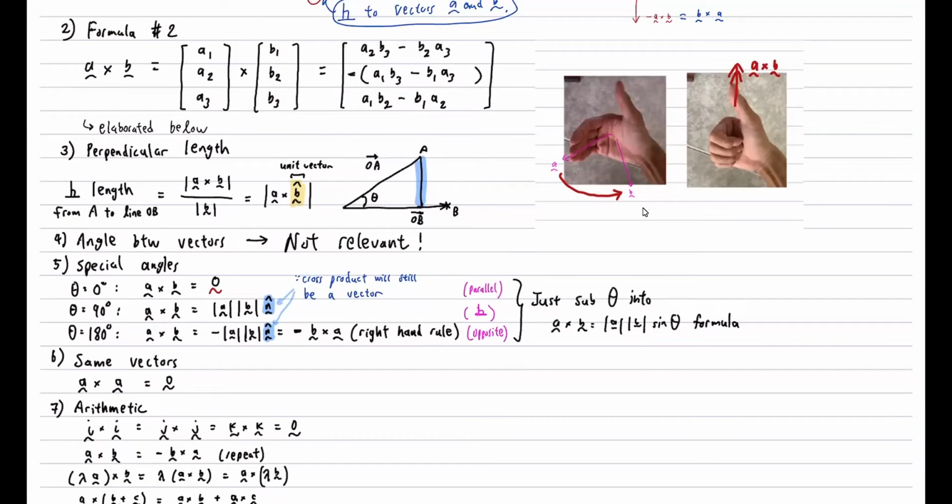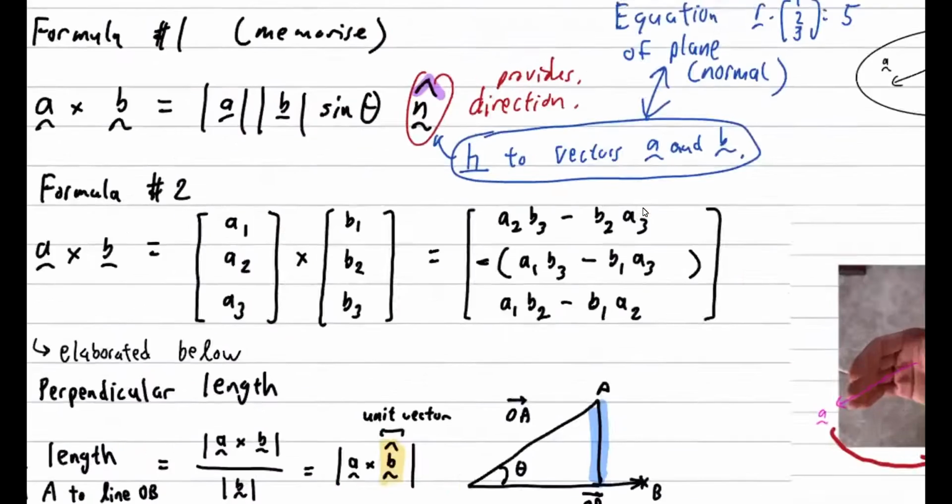Modulus A, modulus B, cosine theta for the dot product. Sorry, for the dot product? We are currently at the cross product. Can you tell me the formula for cross product? Modulus A times modulus B times sine theta. Sine, not cosine. Cosine is for the dot product. Well done. Please remember, cross product is sine.